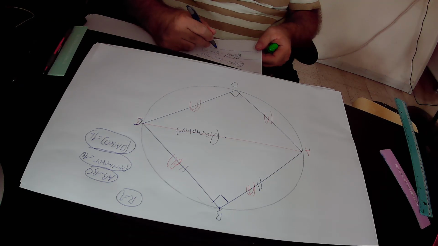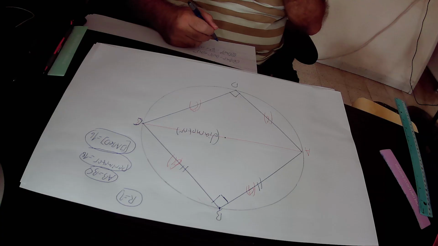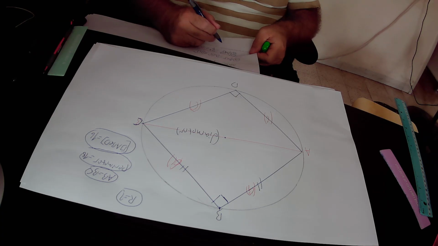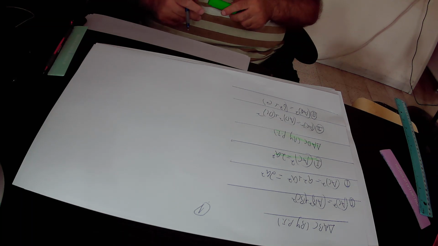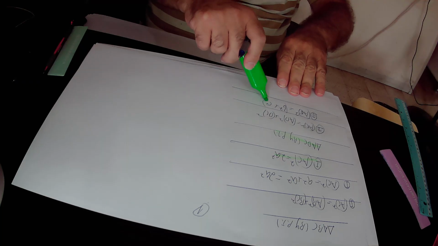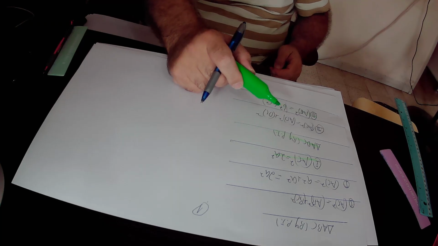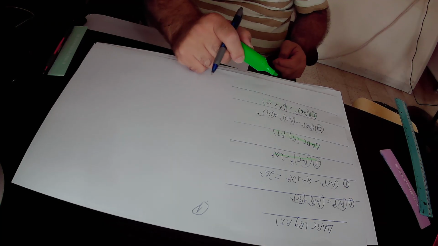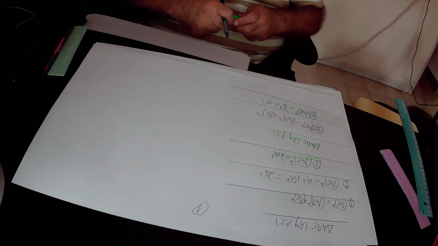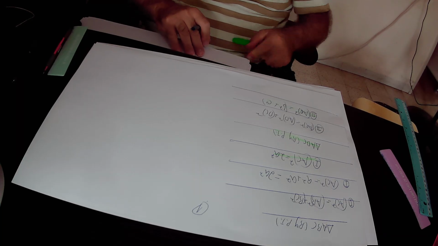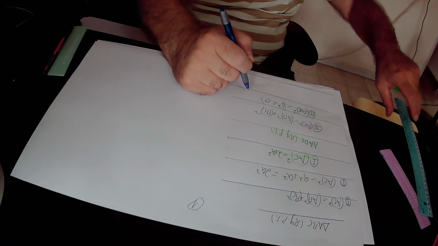So in total, we found out that according to equation 2, AC squared equals b squared plus c squared. So we have two equations for AC squared. According to equation 1, AC squared equals 2a squared, while according to equation 2, AC squared equals b squared plus c squared. So in the next step, we get equation 3 that states that AC squared according to equation 1 must be equal to AC squared according to equation 2.